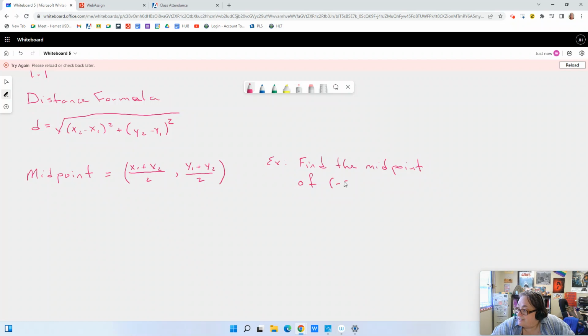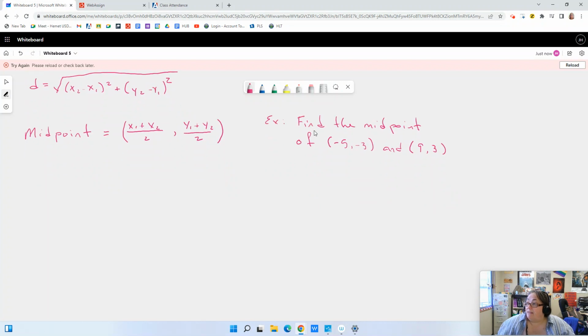-5, -3, and 9, 3. Right? So I have 2 points, right? If I connected those two dots, they'd be connected by a straight line, right? Because the closest distance between any 2 points is a straight line, and we can connect them. And so what we want to find is dead center of that line.